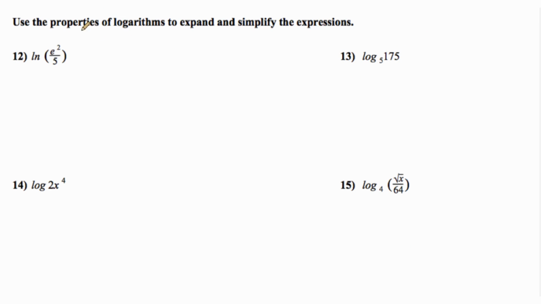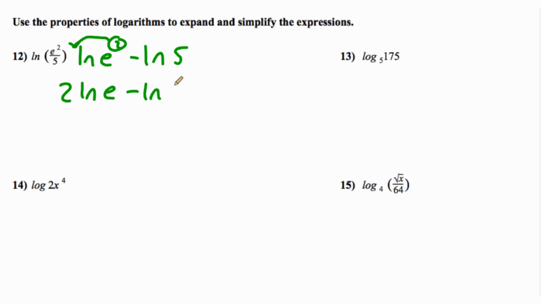12 through 15 is all about using those different properties of logarithms to expand these out and simplify our expressions down. So number 12, we're looking at the natural log of e squared divided by 5. Since this is division, we're going to use that quotient property to split this into a subtraction problem. So natural log of e squared minus the natural log of 5. Now this e has a power on it, so we're going to use our power property to drop that power down in front. So we get 2 natural log of e minus the natural log of 5. And then the natural log of e is just 1. So if we take 2 times this 1, we get 2 minus the natural log of 5. There's not any simplifying that we can do with the natural log of 5, so we're just going to leave this as our answer.